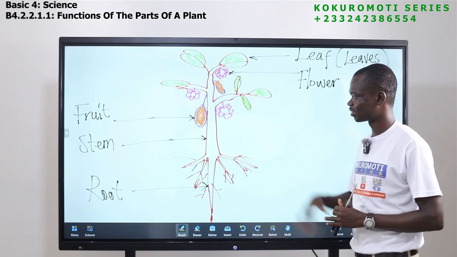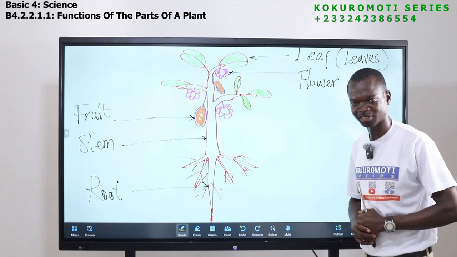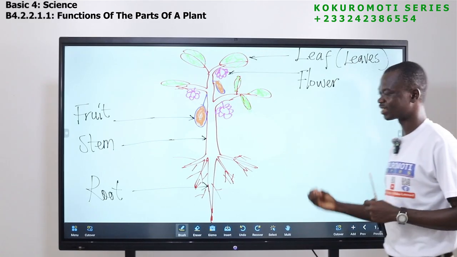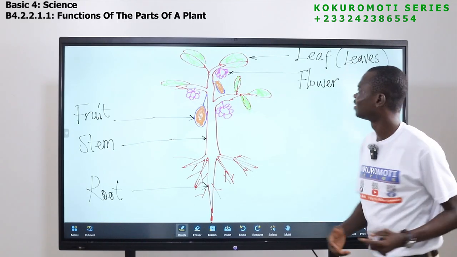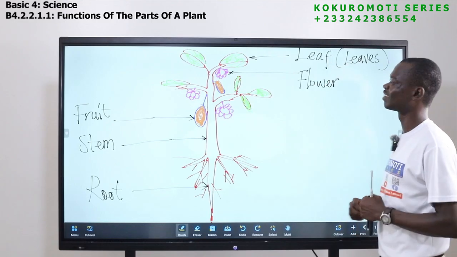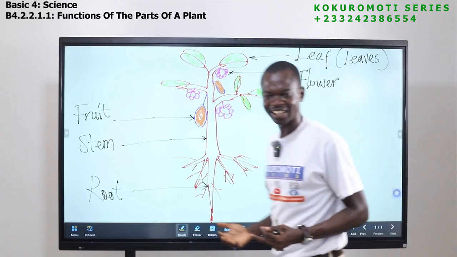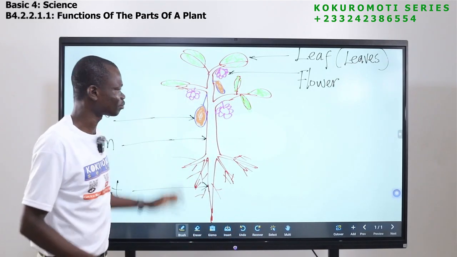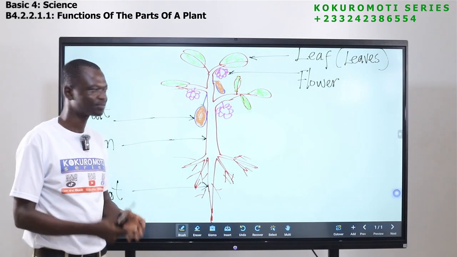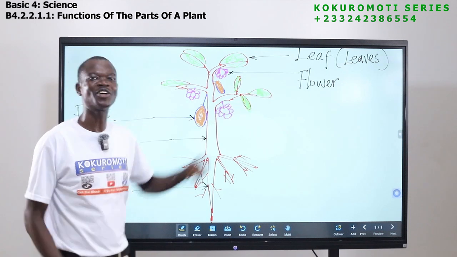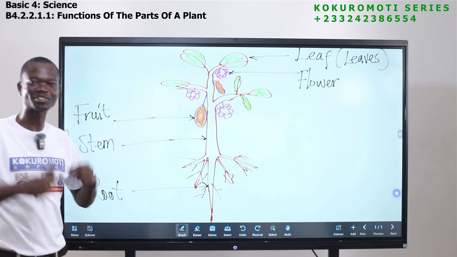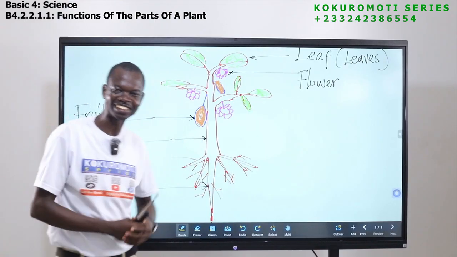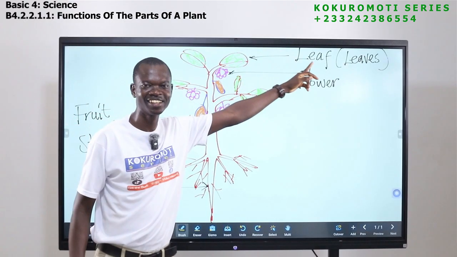Which part of the plant is found in the soil? The roots. Okay, another question. Which part of the plant can we find the stomata? The leaves. Which part of the plant produces fruits and seed? It is the flower. Okay, so which part of the plant is referred to as the kitchen? The kitchen of the plant is the leaf.